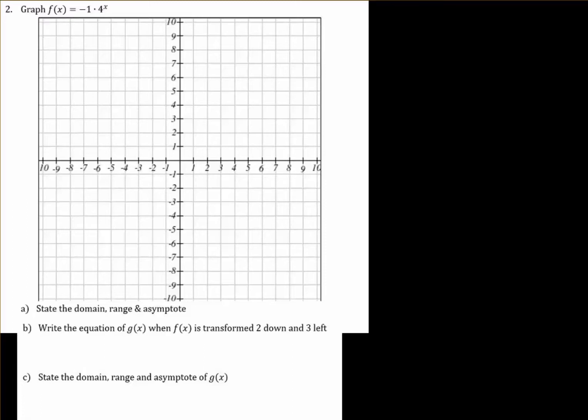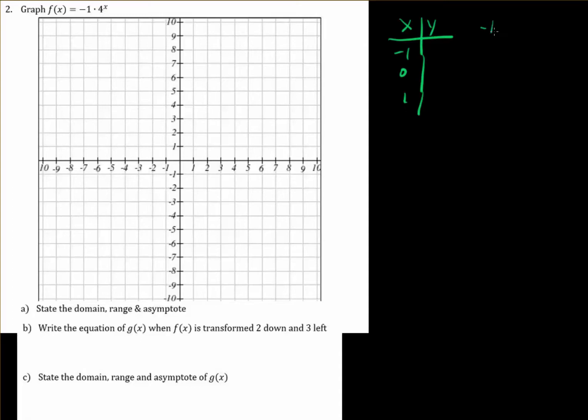Okay, so let's go ahead and work on this problem. The first thing it tells you to do is to graph f of x equals -1 times 4 to the x. So I'm going to make a table for my x's and y's. Like I said, start with the easy ones: -1, 0, and 1.